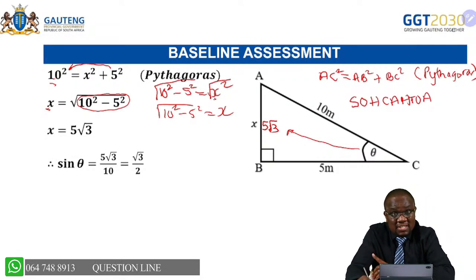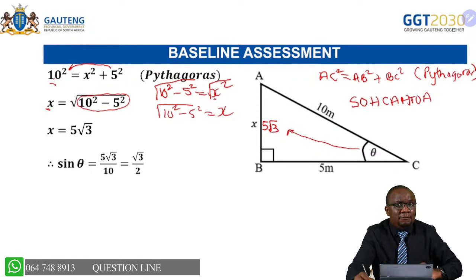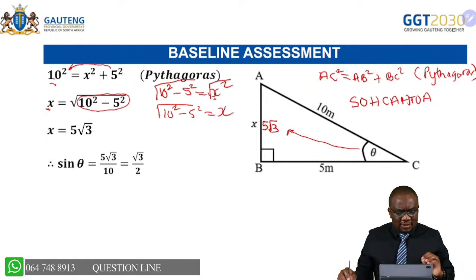Those who have done special angles, maybe they know what this angle theta is now. When sine of angle theta is root 3 over 2, okay? But let's leave it for now. Right, and then cos theta.